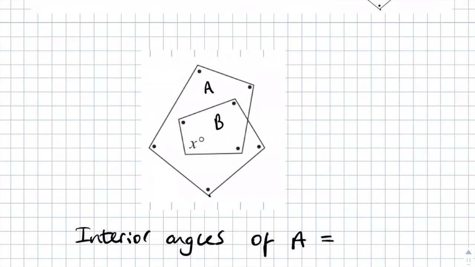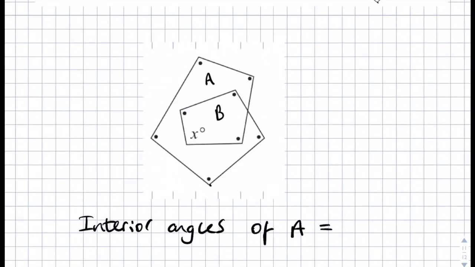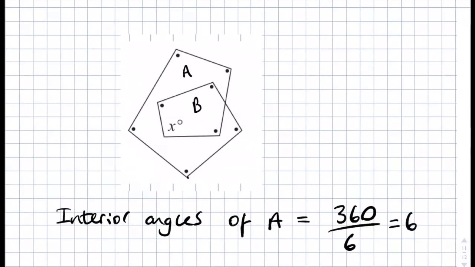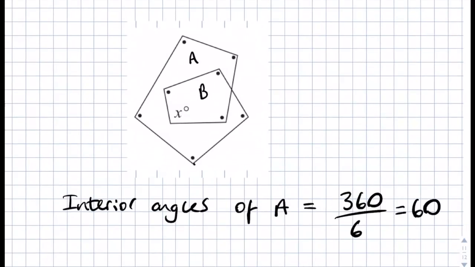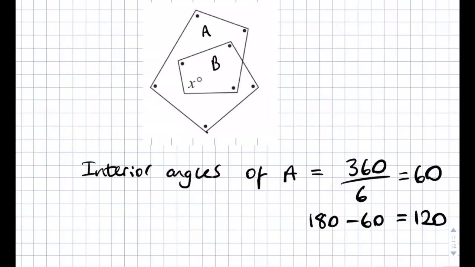So, to find the sum of the interior angles of A, we need to work out what the exterior angles are first. So we could do 360 divided by 6, which we know is 60. And then for one interior angle, that's going to be 180 take away 60, which is 120. And then for all 6 angles within the hexagon, it's going to be 120 times 6, which is 720.